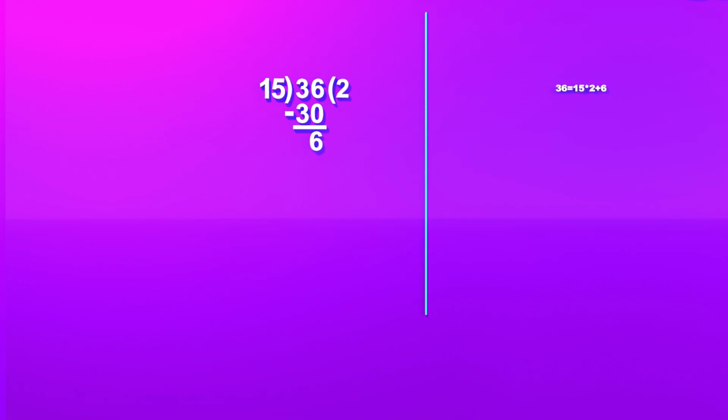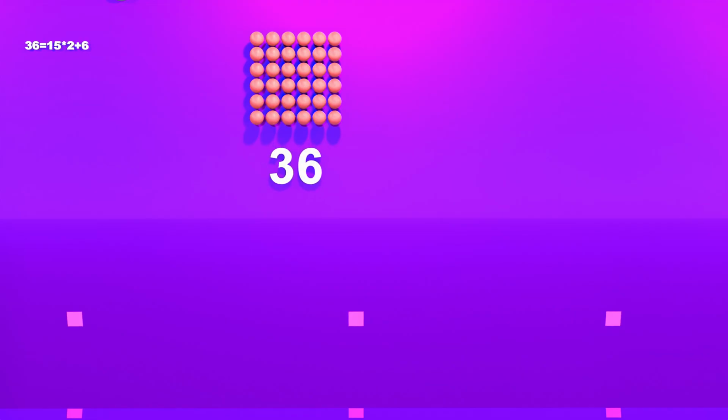Let's see. We have 15 and 36. By dividing 36 by 15, we get quotient 2 and remainder 6. We can also write this division as an equation. Now let's visualize what is happening here. We have 36 red balls and also we have 15 green balls.